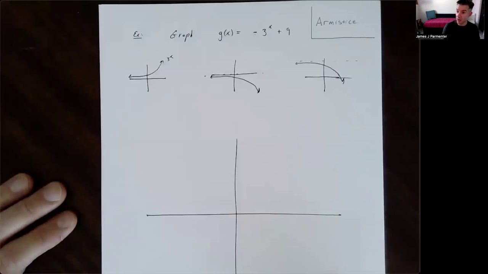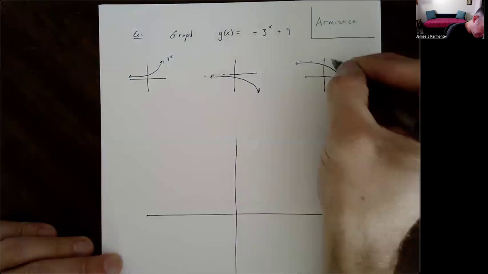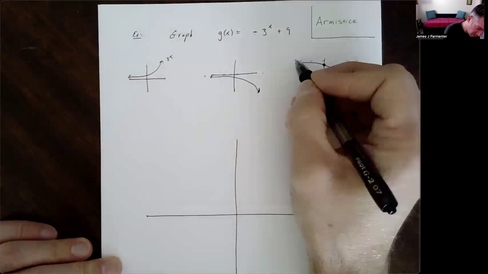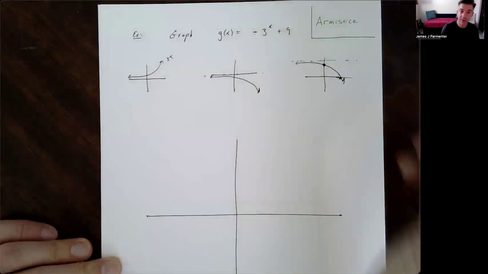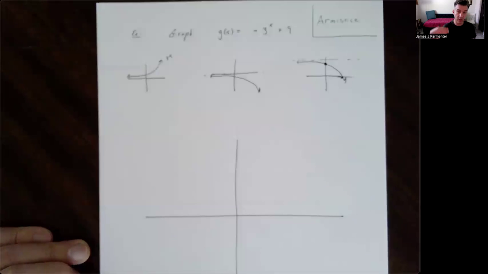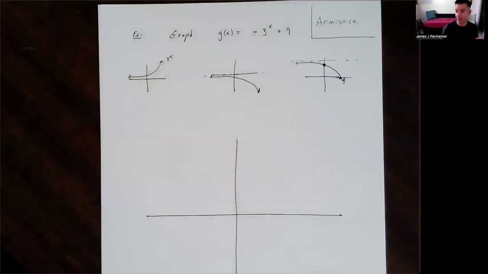A couple things I noticed before I start actually graphing. I'm going to have a y-intercept. I'm also going to have an x-intercept here. And my new horizontal asymptote is going to be positive 9. Basically, if you have an exponential function that you're shifting up or down, however much you shift it up or down, that's your new horizontal asymptote. I said vertical a minute ago. Sorry, my new horizontal asymptote is going to be the value of whatever that shift is.